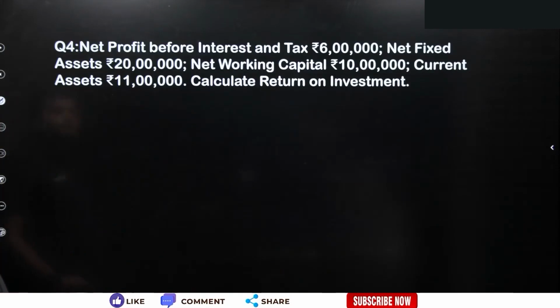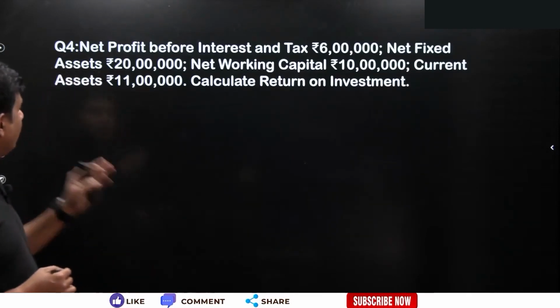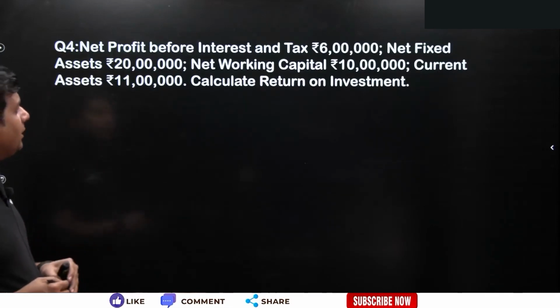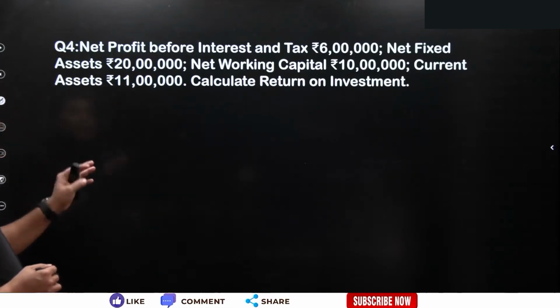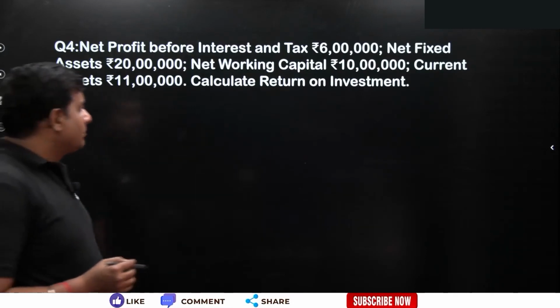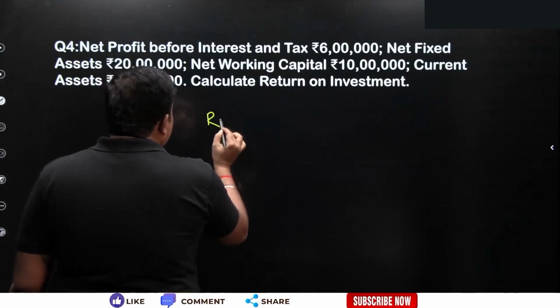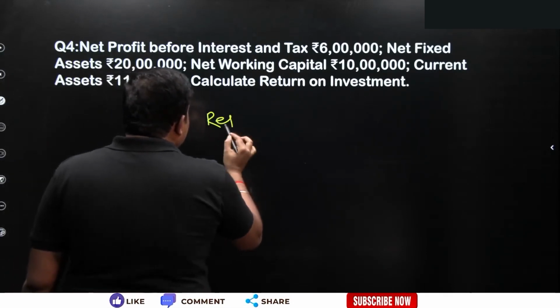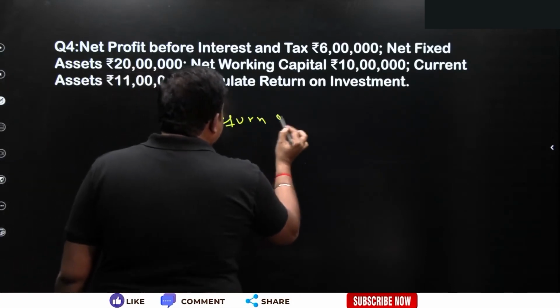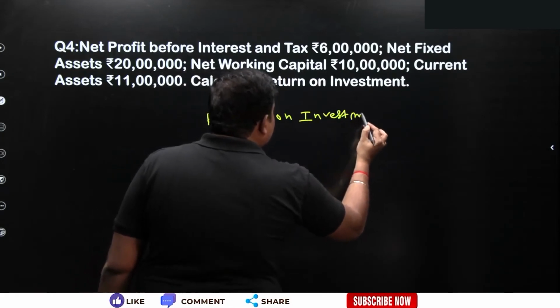Alright. Now, net profit before interest and tax is 6 lakh, net fixed asset is 20 lakh, net working capital is 10 lakh, current assets is 11 lakh. Calculate return on investment. So basically we need to calculate ROI, return on investment. We can also call it return on capital employed.